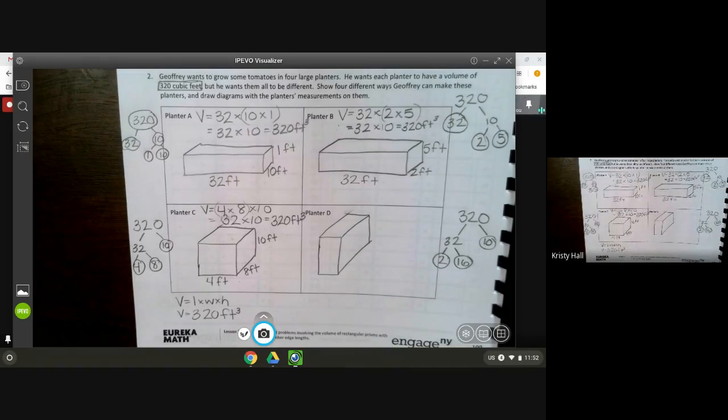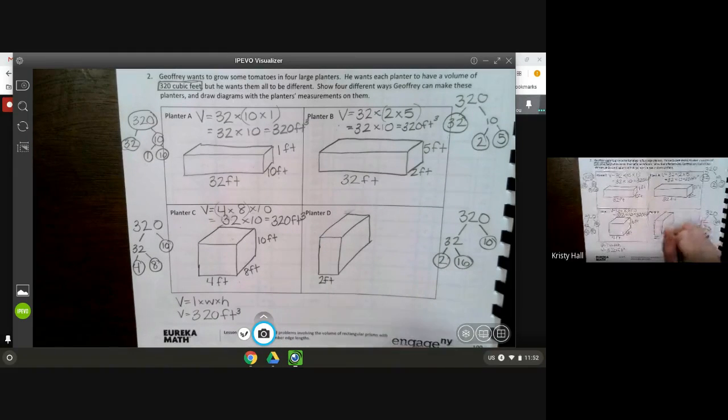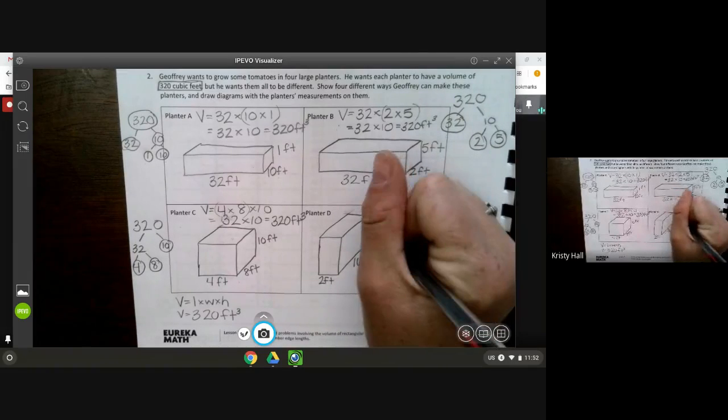Okay, so then I'll just label it. I have 2 bigger numbers and 1 number that's much smaller. So I'm going to put my smaller number on my shortest side. So this one will be 2 feet. And then 16 feet is for width and 10 feet for height.